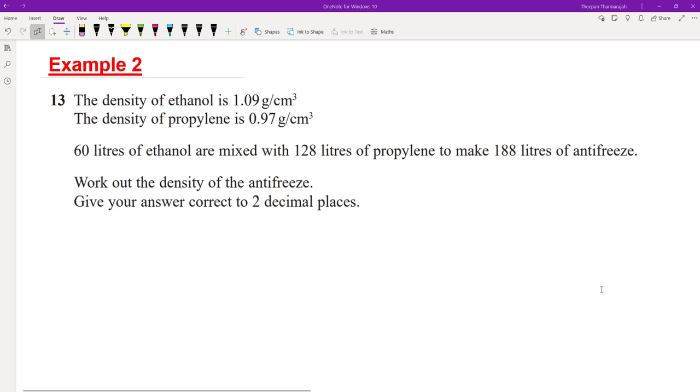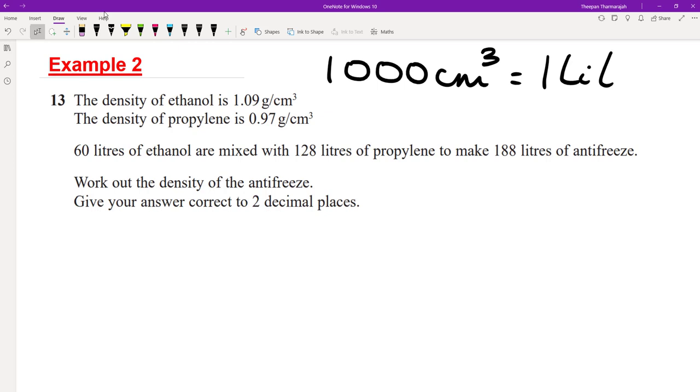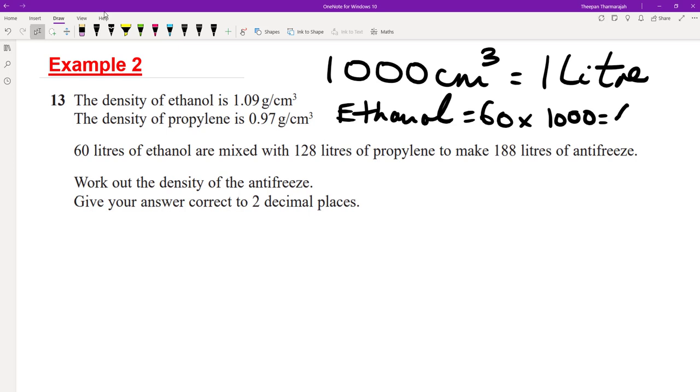So in this question, the way we're going to solve this is say, well, the density is in grams per centimeter cubed for both of them. So we need to use a conversion. So we have 1,000 centimeter cubed in 1 liter. So we're going to first convert 60 liters of ethanol. So I'm going to write ethanol here. That will be 60 times 1,000. So we got it now in centimeter cubed, which will be 60,000 centimeter cubed for the volume.